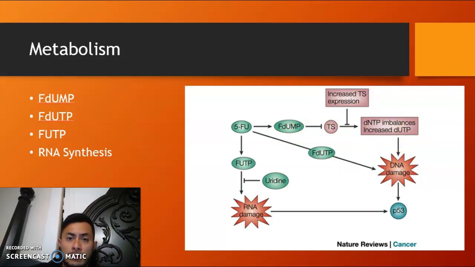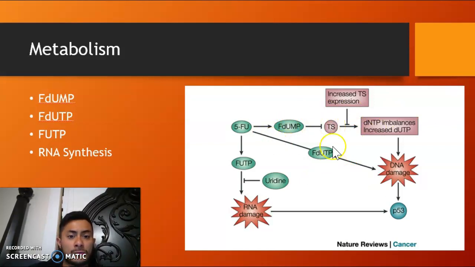Next we can go over FdUTP, which is similar to this, but it doesn't really inhibit anything. It goes directly into DNA and it damages it directly.